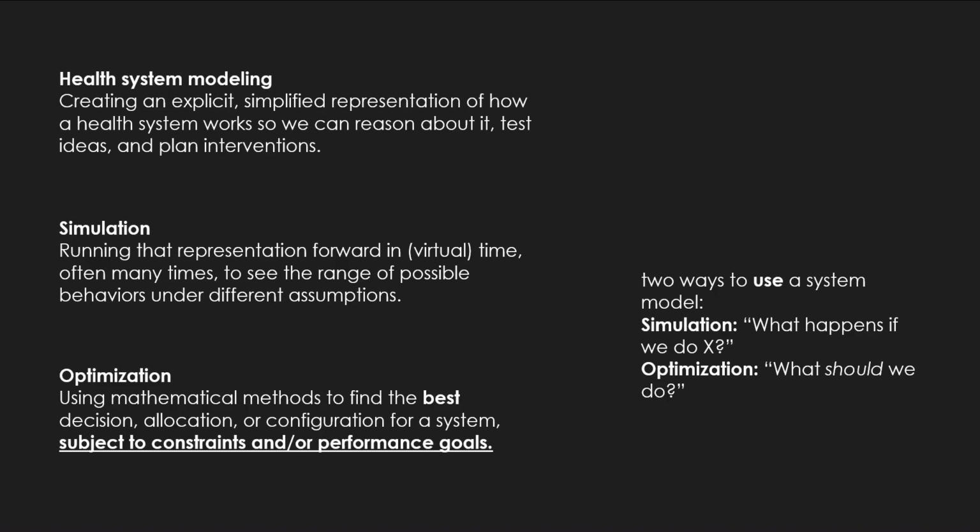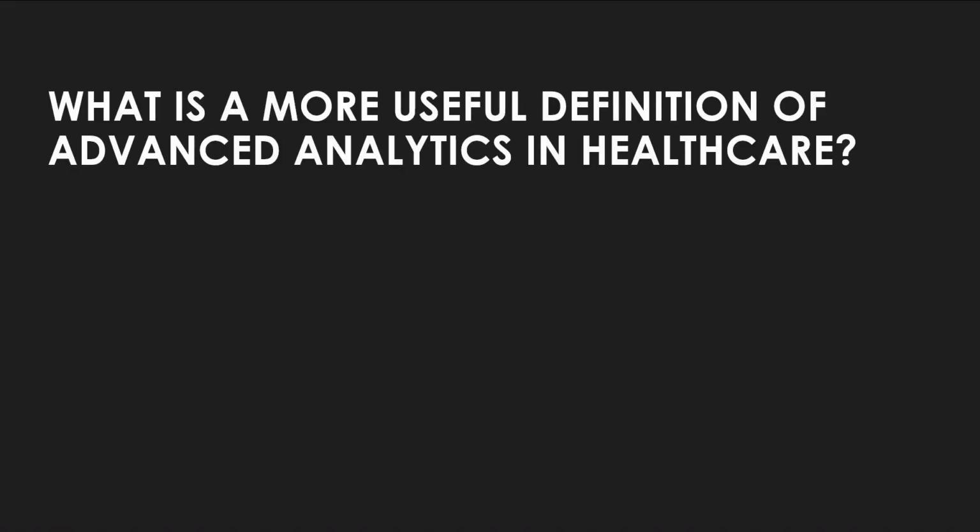possible behaviors. Now we're going to move on to the next concept of what we might do, which is optimization, using mathematical methods to find the best decision, specific decision, allocation, configuration, whatever the case may be, subject to the constraints and performance goals that we have. So it's two different ways to use the system model. In simulation, we're doing the what happens if we do X type of questions. And in optimization, we're answering something more like, what should we do? What should we set this variable to? How much of this can we allow? So on and so forth.